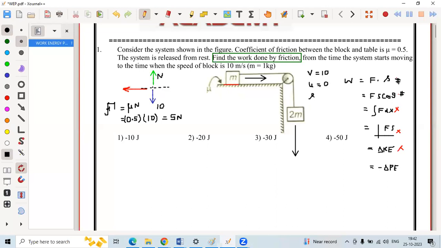How to find S? I want S. Final minus initial 10. If you put final minus initial, what will come? Change in velocity will come. But why do I need that? I want S.